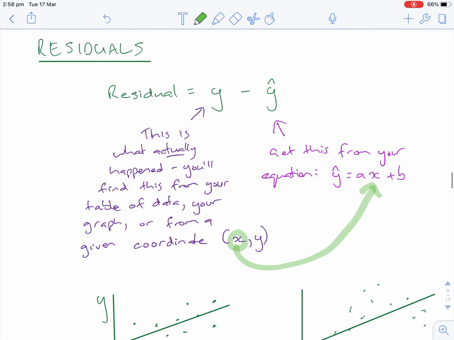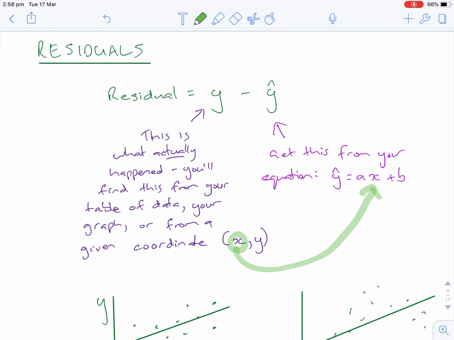And finally, of course, the last thing you're going to look at is, is it in fact linear, and that comes from the residuals. So let's talk about residuals. Residuals are the difference between what actually happens and what you predicted would happen. What we predicted would happen is coming from our equation, and what actually happened will either come from an observation, so what you can see on a graph, or what you can read from a table, or sometimes they'll give you a coordinate pair, an X and a Y value.